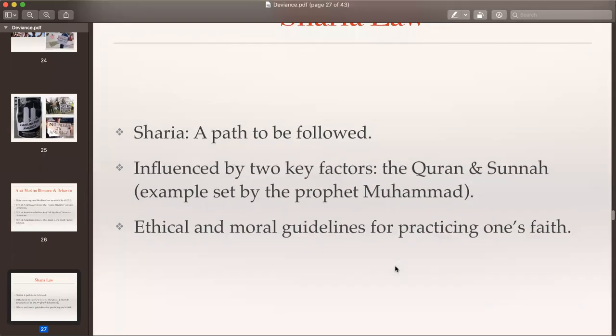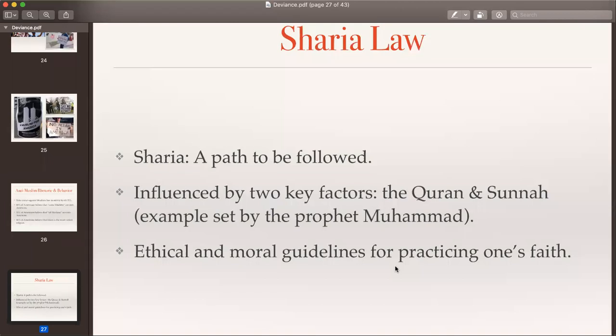Let's talk about Sharia law. If anyone remembers hearing about Sharia law, you have people saying Dearborn, Michigan, North Carolina is being overrun with Muslims and they're going to engage in Sharia law. Well, Sharia law, in its purest form, not the manipulated version, is a path to be followed. It's influenced by two key factors, the Quran and Sunnah. These are ethical and moral guidelines for how we practice one's faith, similar to, in Christianity, the Ten Commandments, thou shalt not.